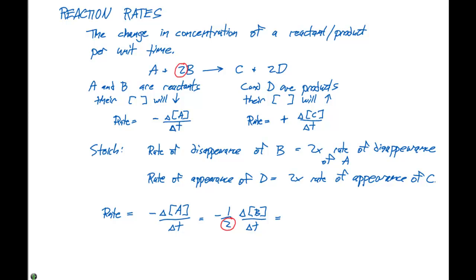This is also going to equal positive change in concentration of C per change in time, which is going to equal positive 1/2 the change in concentration of D per change in time. And again, the coefficient of 2 here in front of the D is going to go down in the denominator of our rate expression. So for any given chemical reaction, we can write a rate expression based on this.